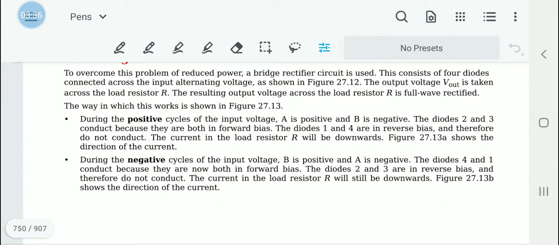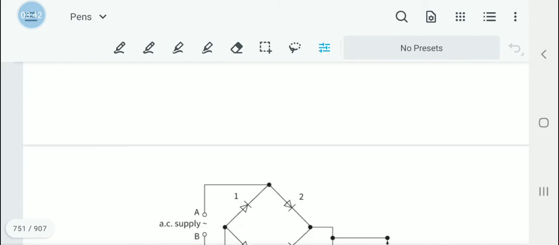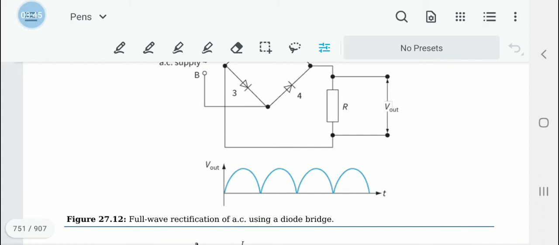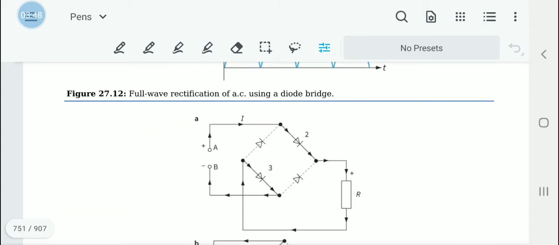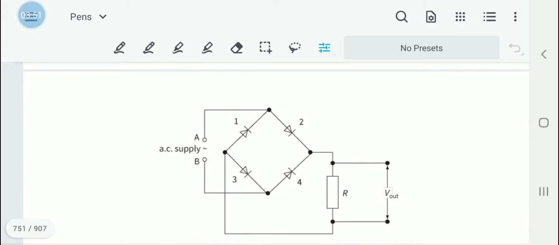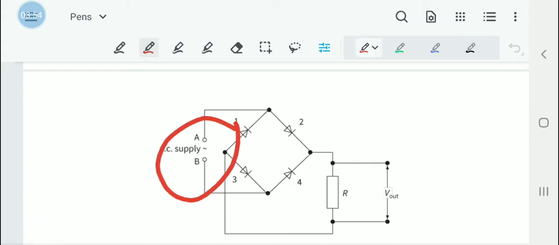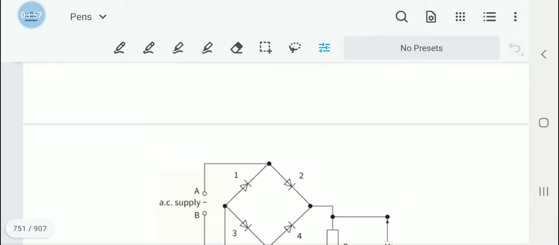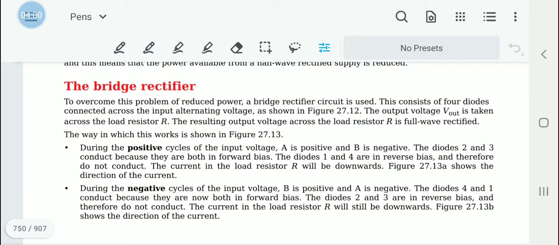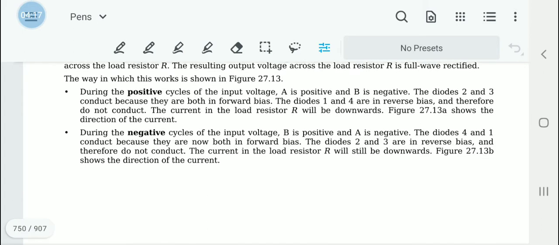When the positive cycle of the input voltage is there, A is positive and B is negative. As you can see here, A is positive and B is negative. Then diodes 2 and 3 conduct because they are both in forward direction. Diodes 1 and 4 are in reverse bias, therefore they don't conduct. So the current in the load resistor R is going to be downwards.